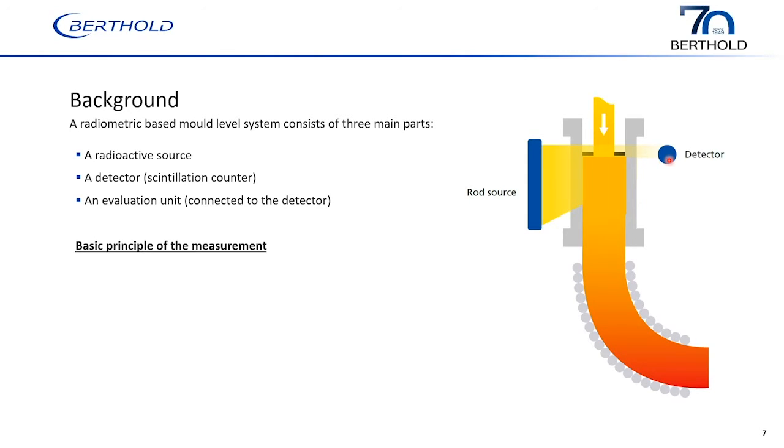Then the basic principle of a radiometric level system. The source emits gamma radiation, whereof at least a part of the radiation hits the detector. As seen here in the picture, radiation comes from the source. Part of the radiation is attenuated inside the steel, but a part of the radiation is also reaching the detector.